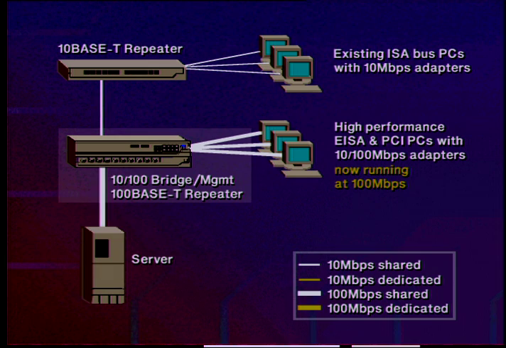100 megabit repeaters will work very much like 10 megabit repeaters. They will provide a shared medium of 100 megabits among a group of workstations, just like a 10 megabit repeater provides a shared medium of 10 megabits among a group of workstations.